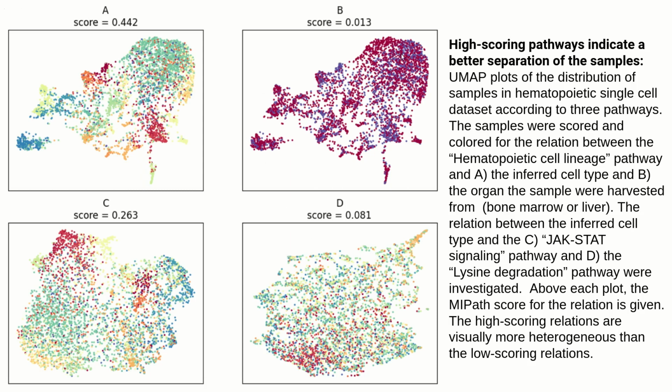And finally, we look at pane B, and we can see that here, instead of coloring it by cell type, we color it by which part of the body the samples were taken, either the bone marrow or the liver. And you can see that although pathway A separates very well the cell types, it does not separate the samples by which part of the body they were taken.